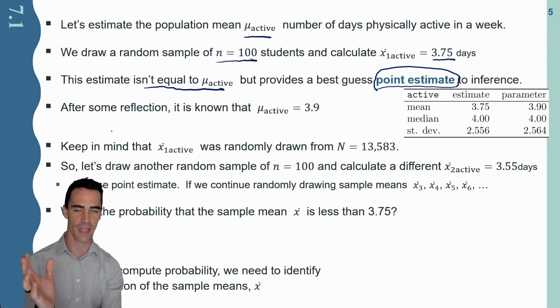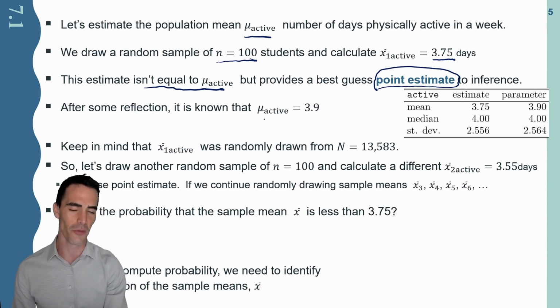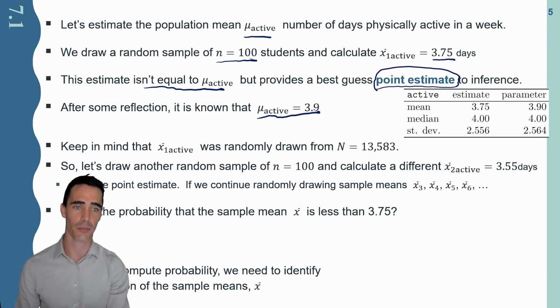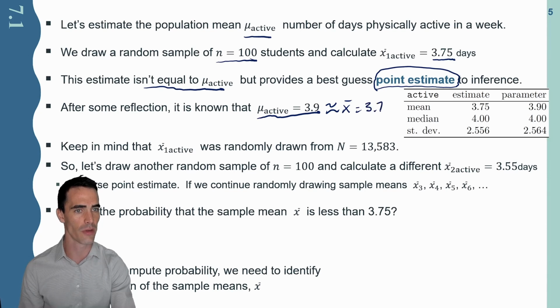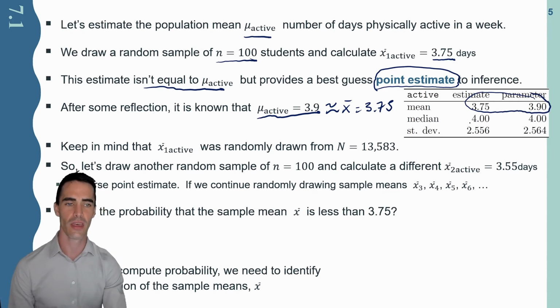Say maybe after some reflection, or maybe we email and say, hey, look, can you actually tell me what the population mean information is? We hear back that the actual population mean is 3.9, which is pretty darn close to our sample estimate of 3.75. So the little chart here shows the statistic versus the parameter. We look at the median and the standard deviation as well, but we'll focus on the mean.